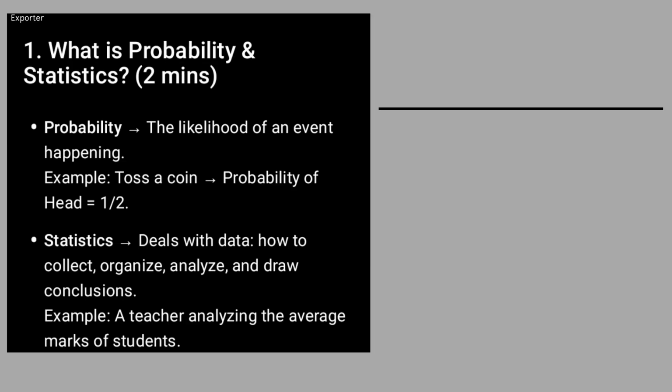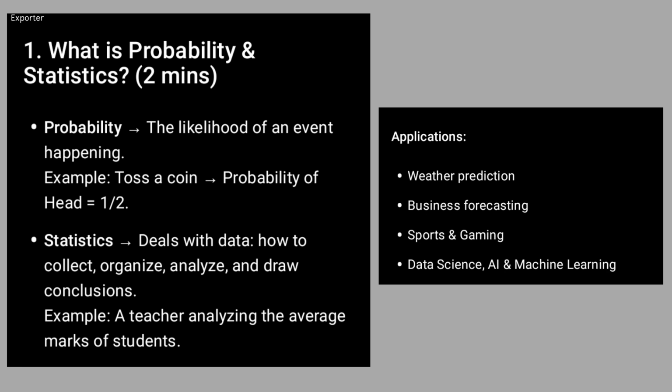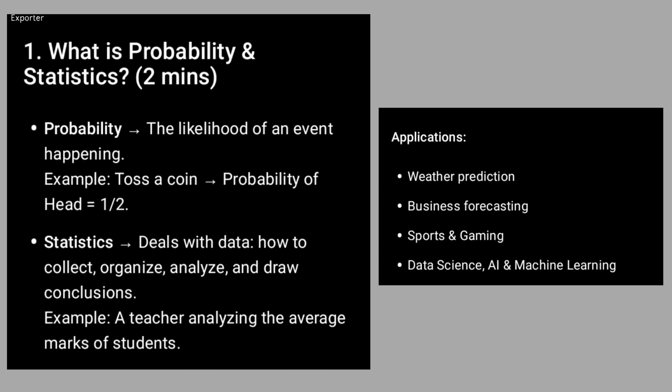1. What is probability and statistics? Probability is the likelihood of an event happening. Example: toss a coin, probability of head equals 1/2. Statistics deals with data: how to collect, organize, analyze, and draw conclusions. Example: a teacher analyzing the average marks of students. Applications: weather prediction, business forecasting, sports and gaming, data science, AI and machine learning.